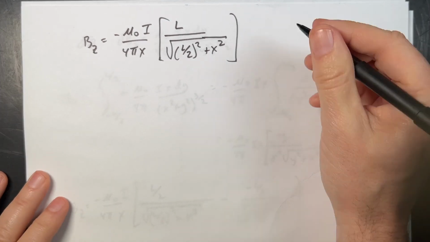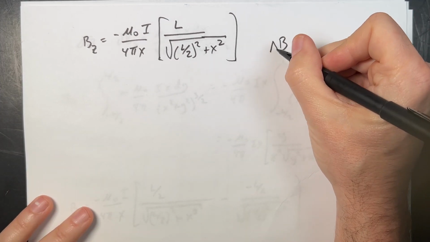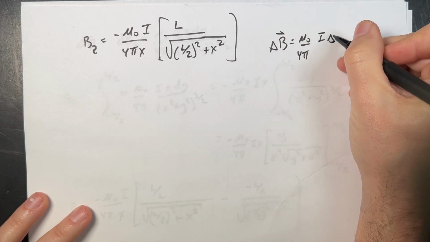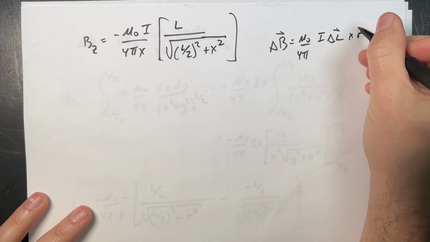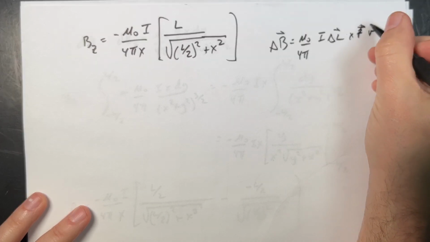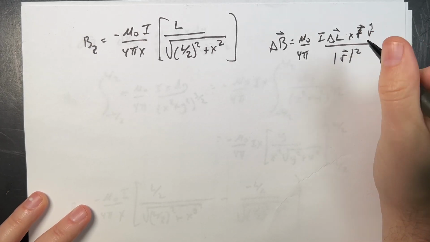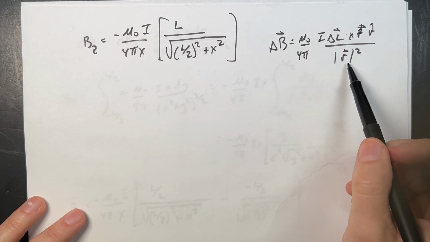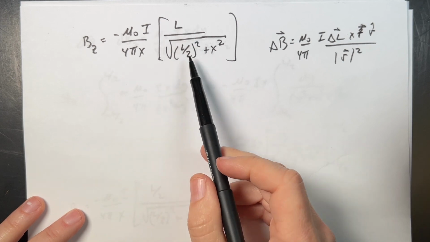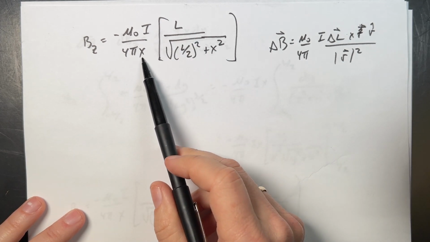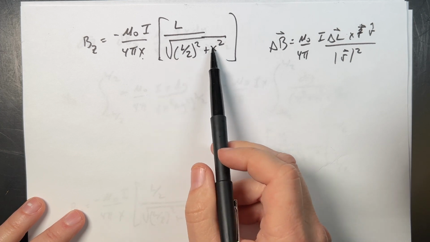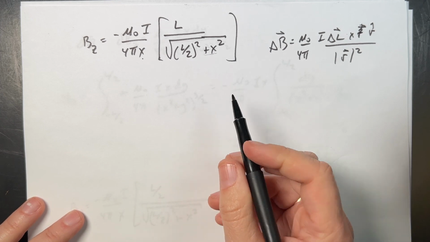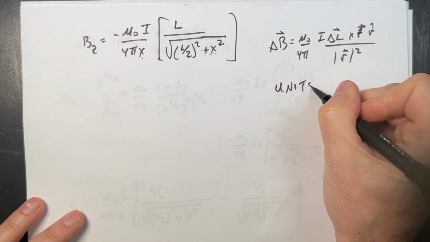Okay, let's just double check, right? Because remember, dB equals mu naught over 4 pi I delta L cross R, let's put this as R hat over R squared. And that tells me something about the units of the magnetic field. I need this mu naught IL over distance squared. So I have the mu naught IL, and then is this distance squared? It is, right? Because I have distance there, and then this is going to be distance squared, square rooted, which is distance. So that's good. The units check.